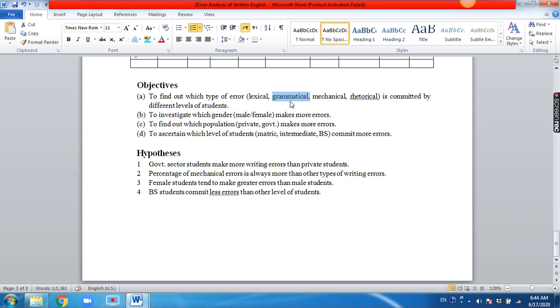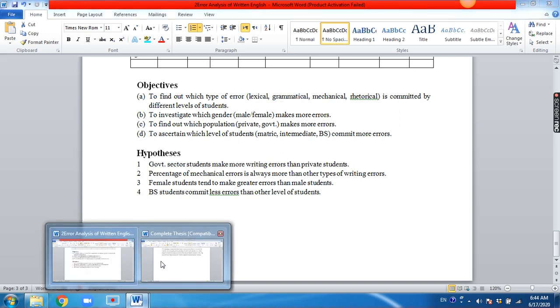Here you don't have to consider private or public sector, or male and female, or matric, intermediate, etc. You just have to make a total of all the grammatical errors and all the mechanical errors and all the rhetorical errors related to content, and then compare them, to see which type of error is committed more by our students. So 4 types of data you have to present in your chapter number 4.